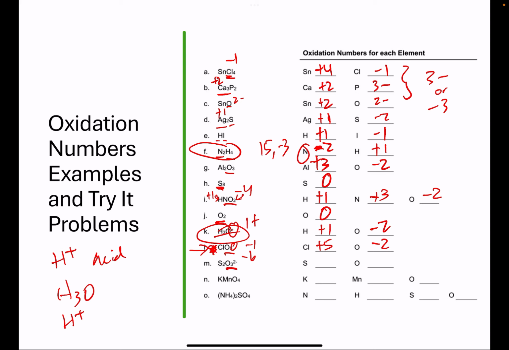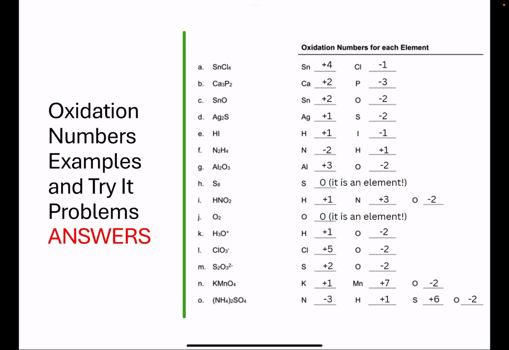Again, it's gonna be -2 for oxygen. So for sulfur in this case, we're at -6, but the overall charge is -2, so we have -4, and then we split it between 2 sulfur, so it'll be +2.